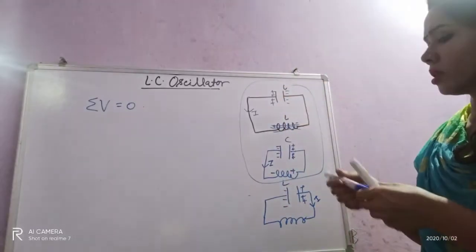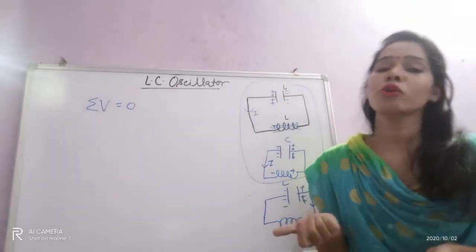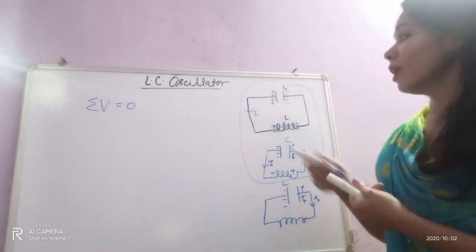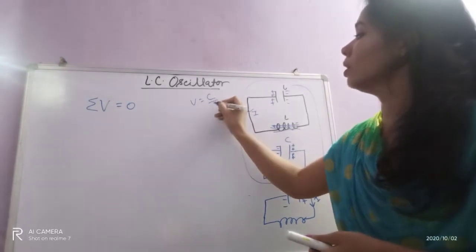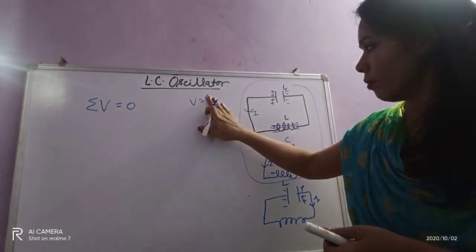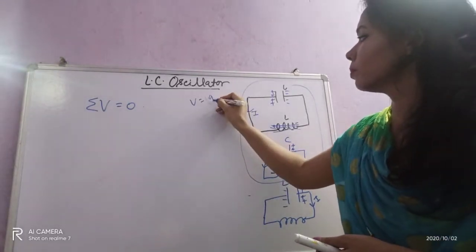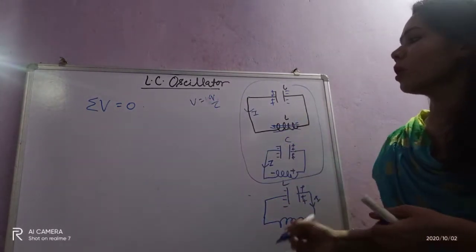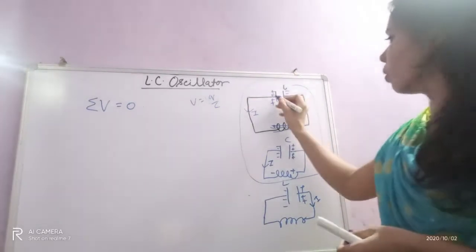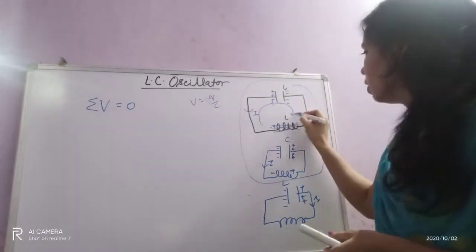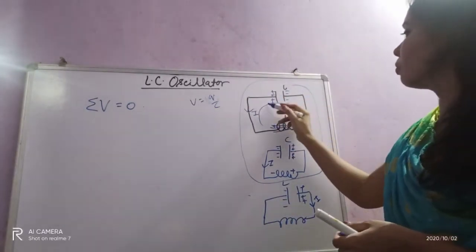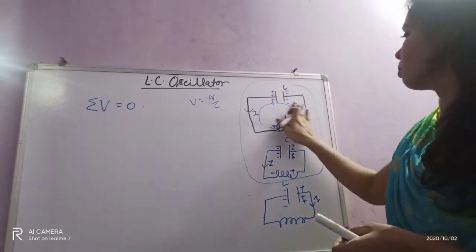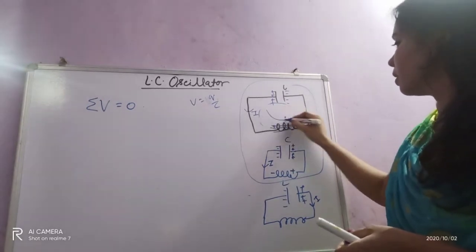First, we'll take the first element. The first element is the capacitor. So for the capacitor, what is the value of potential? You know V equals Q upon C for a capacitor. So I'll write here. We are choosing this path, which moves from positive to negative. This path I'll take, this one will be easy.